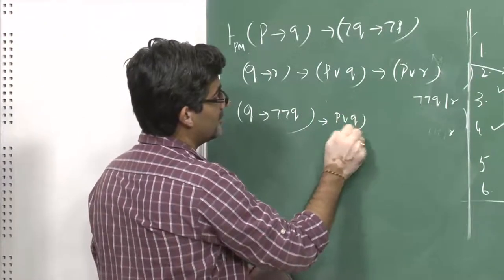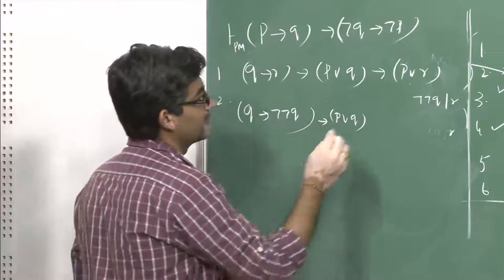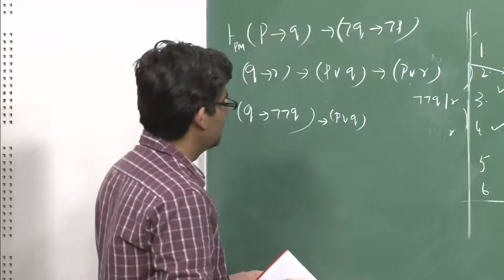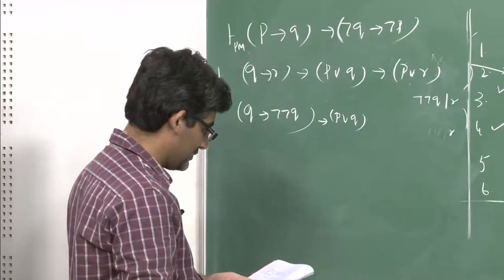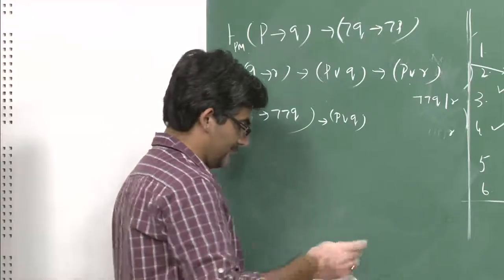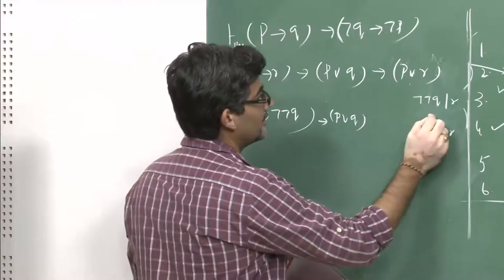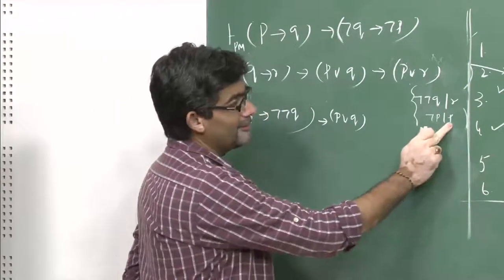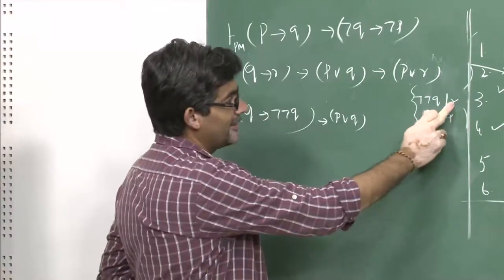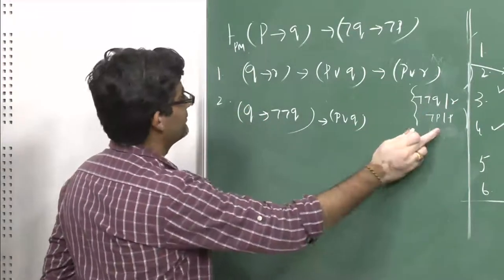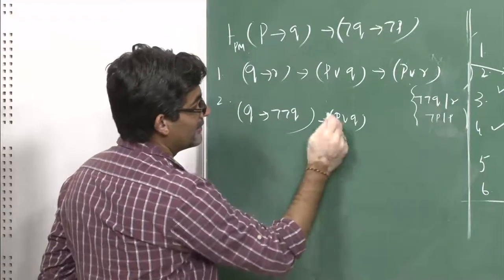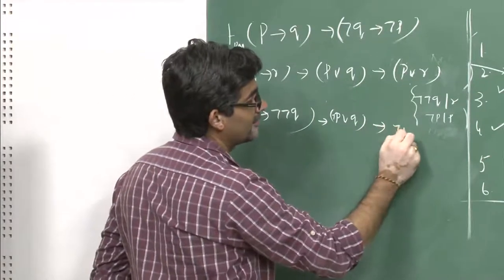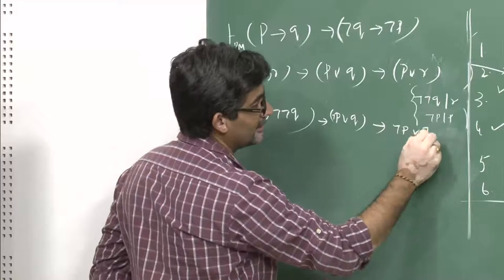What else one can substitute here is not p for p. These are the two things we are substituting: wherever p is there we substitute not p, and wherever r is there we substitute not not q. So this will become not p or r, meaning not not q.